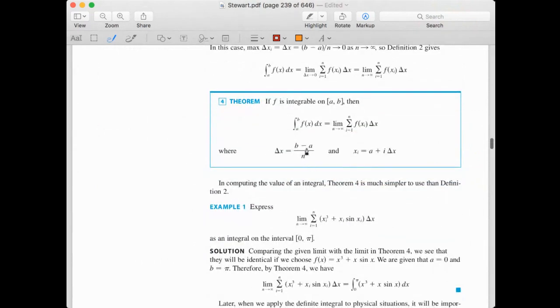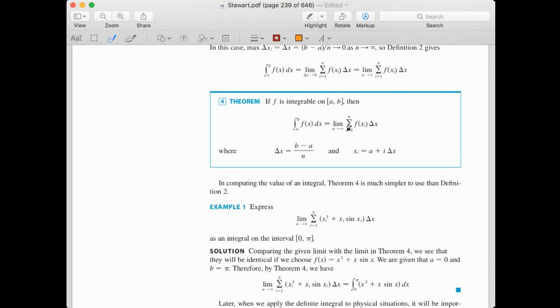Okay, let's see this one. This is better than before. If f is integrable on [a, b], then the integral with lower limit a, upper limit b, of f of x dx equals the limit of this finite sum. x_i is the chosen point to evaluate the function value, and delta x is the change in x.